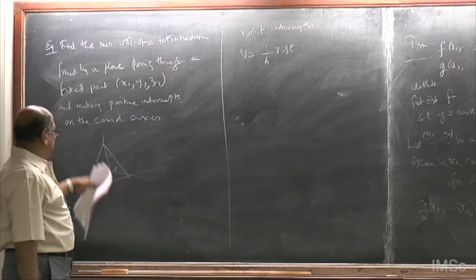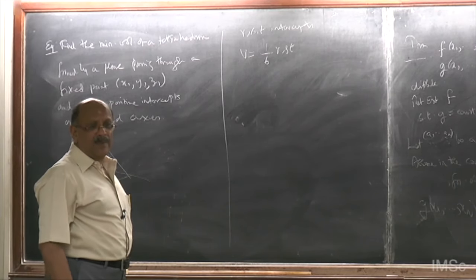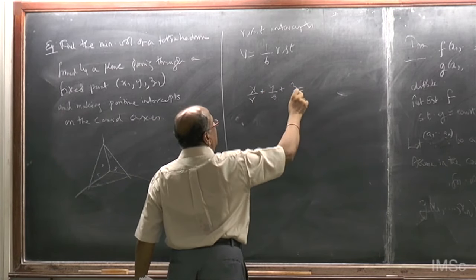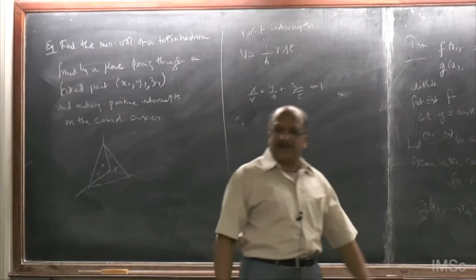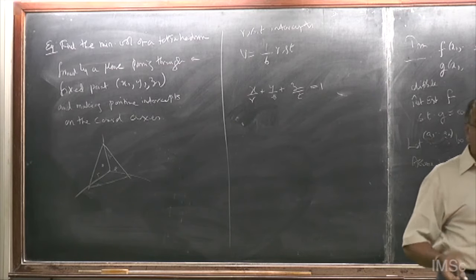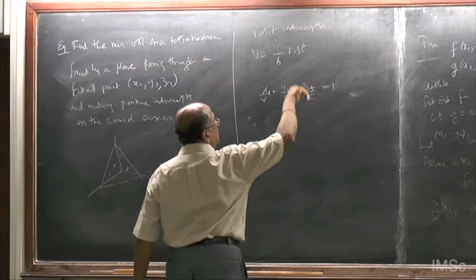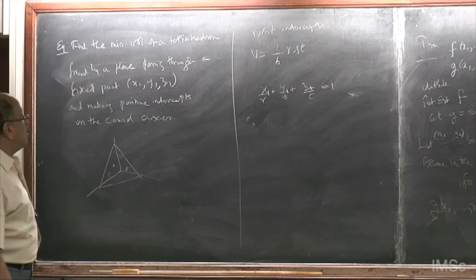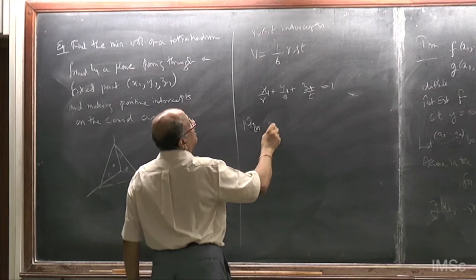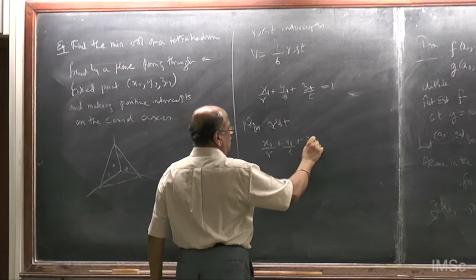And what is the condition? That the plane must pass through x1, y1, z1. What is the equation of the plane which makes intercepts r, s and t? It is x by r plus y by s plus z by t equal to 1, just like a straight line which makes intercepts a, b is x by a plus y by b equals 1. Similarly, a plane which makes intercepts r, s, t is x by r plus y by s plus z by t equals 1, and it should always pass through x1, y1, z1. So, this is the condition. So, you want to minimize r s t such that x1 by r plus y1 by s plus z1 by t equals 1.